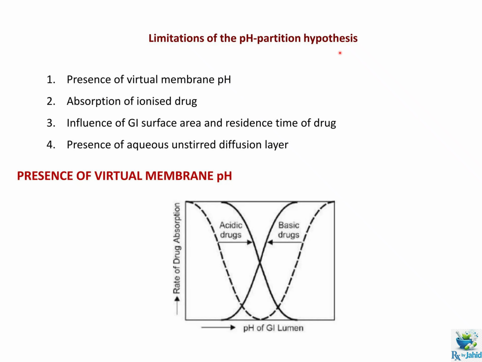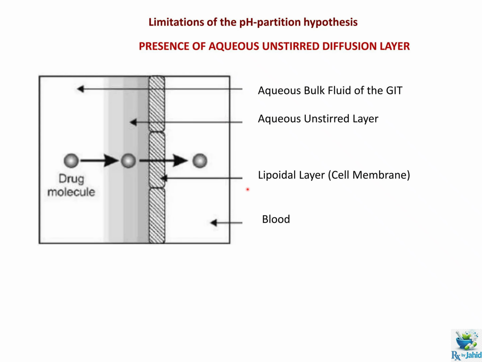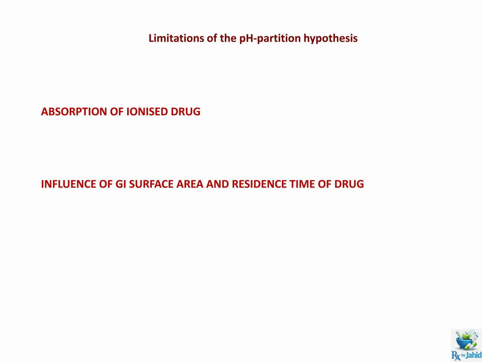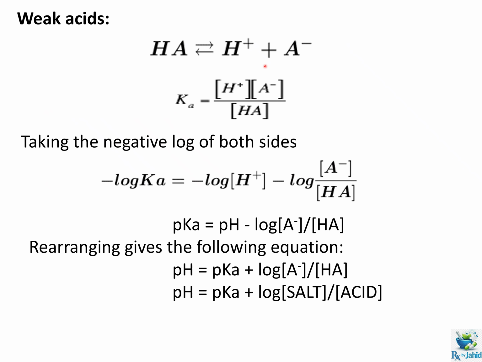However, there are some limitations of the pH partition hypothesis, because of the presence of virtual membrane absorption of the ionized drug. The pH partition theory always describes the unionized drug, but what about the absorption of ionized drug? Influence of GI surface area and residence time of the drug, and presence of the aqueous unstirred diffusion layer are also not described in this hypothesis.